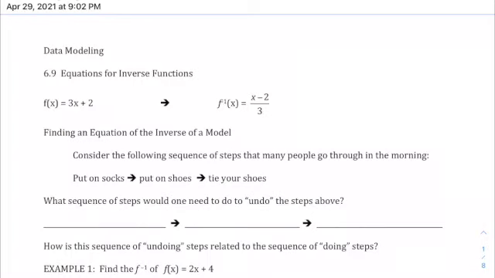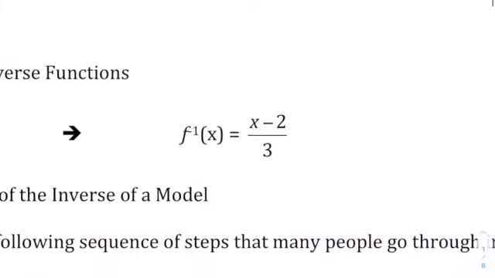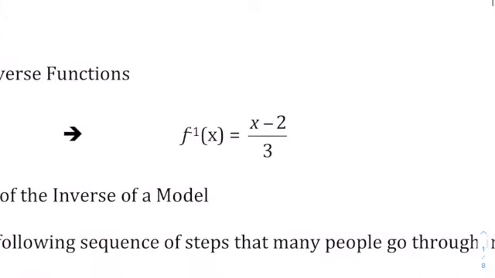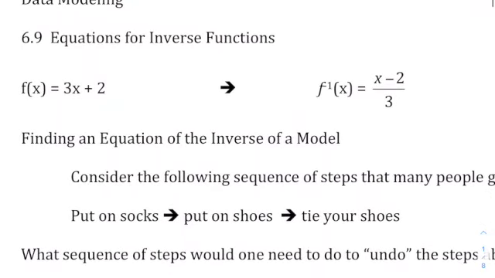Hi everyone, today we are talking about equations for inverse functions. What we're going to start is we are going to take a look at f of x equals 3x plus 2, and we're going to change it into f of negative 1, which is the inverse function notation, equals x minus 2 over 3. And I will show you the steps on how to do that.